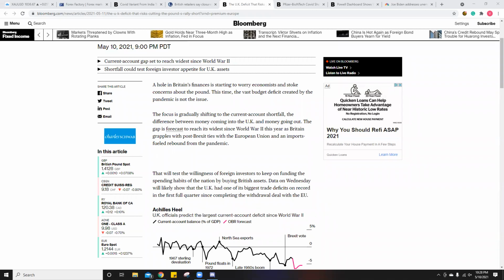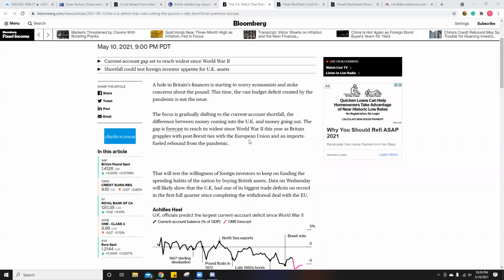So there is a vast budget deficit created by the pandemic, and also the post-Brexit consequences that are happening, where a lot of the jobs have been moved out of the UK into the EU. We're seeing a lot of the banks moving out of the UK as well. We're seeing a huge amount of money being moved out of the UK and into the EU and other parts of the world. So that's what we're seeing in terms of Britain's finances.